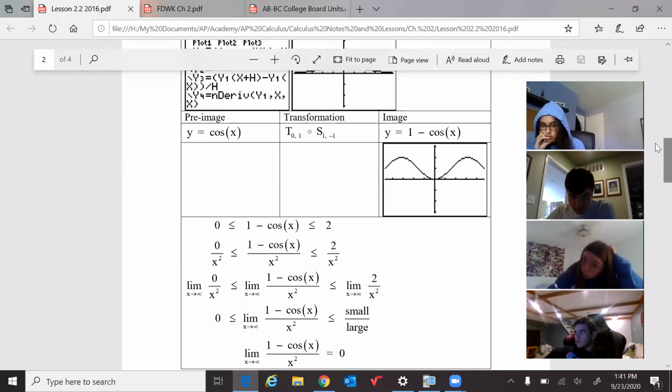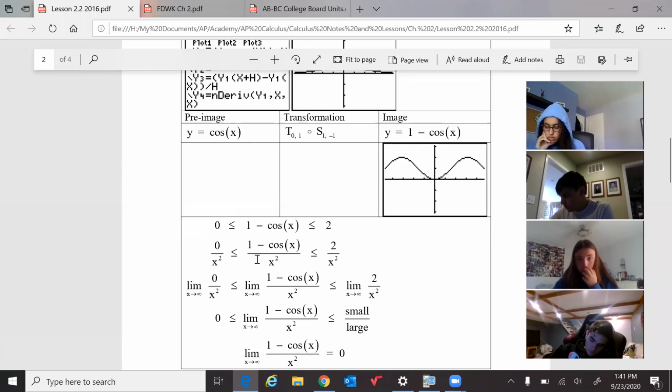We're saying that 1 take away cosine x, this graph right here, vacillates between 0 and 2. Does that make sense? Because instead of the cosine going from -1 to 1, the graph's been moved up 1. The reflection over here has something to do with the range. So this is the question. You divide everything through by x squared.